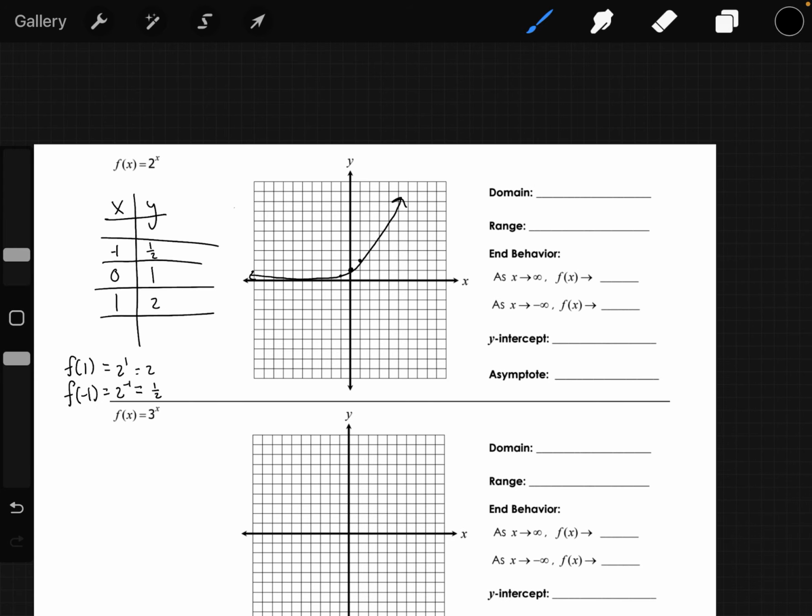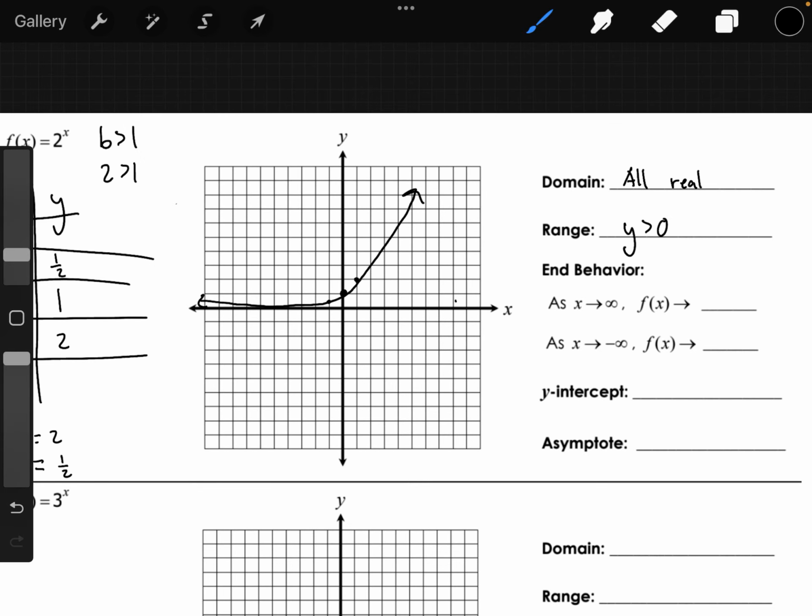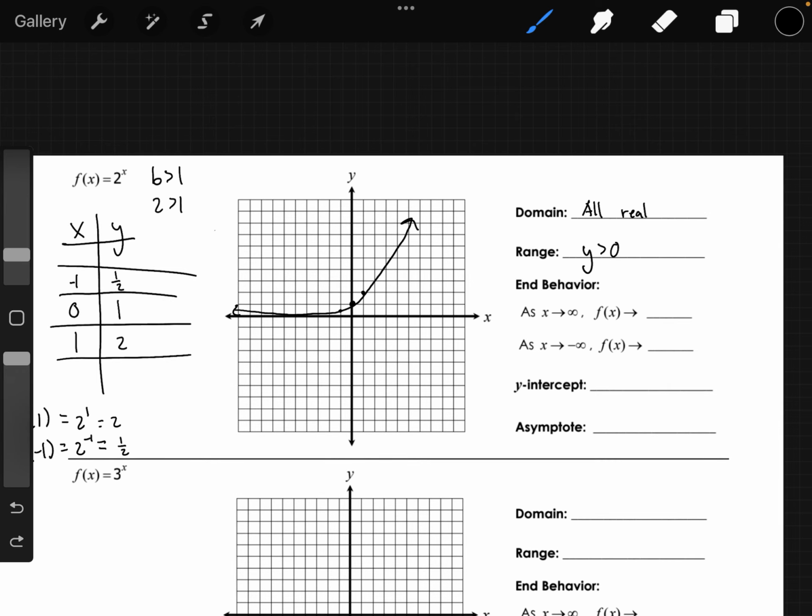So we can draw out this shape, and we see that it's increasing because the b value here, if b is greater than 1, then it'll increase, and 2 is greater than 1. So the domain here is all of the x values, and that's going to be all real numbers. And the range, y has to be greater than 0, because it's moving up here, and it'll never go below 0.